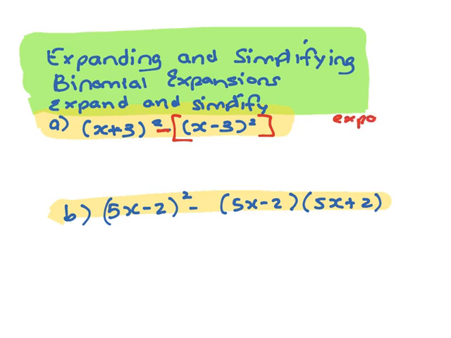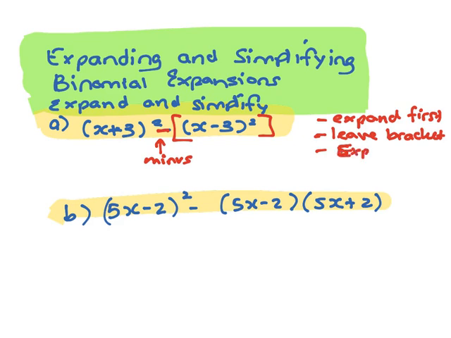So make sure that you expand first and then leave a bracket around the second one because of the minus, so this minus here, because it'll change the things inside. And then you need to make sure that you expand the bracket using -1 times what's inside, and then you simplify.